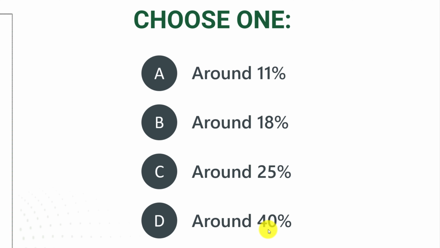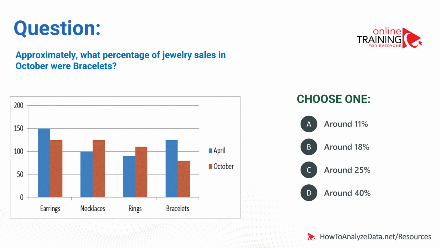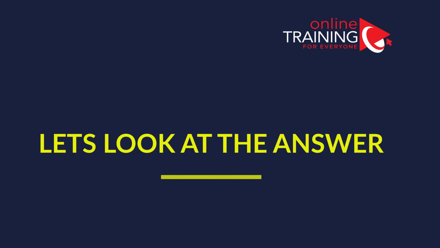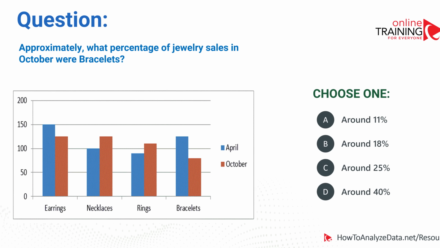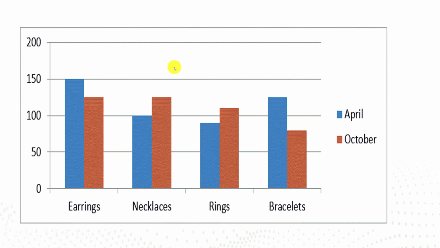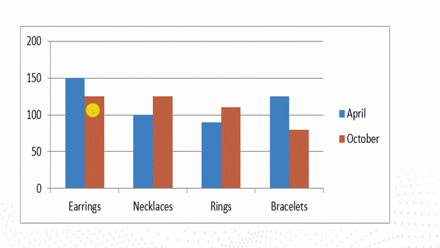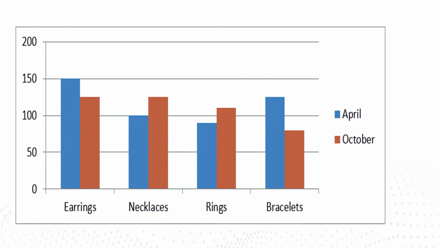So how would you approach this question? Which one do you think is the right answer? To answer this question, you need to add up all jewelry sales for October and then understand what percentage of those were bracelets. For example, for earrings, the value is about 125. Same thing for necklaces. For rings, it's about 110, and for bracelets, it's about 80.